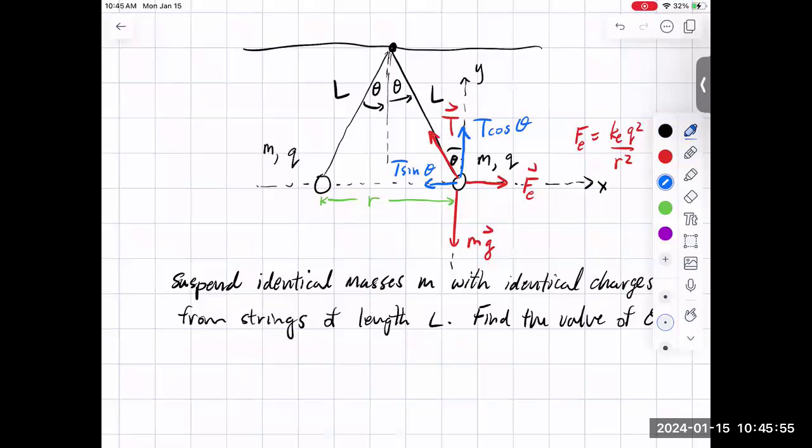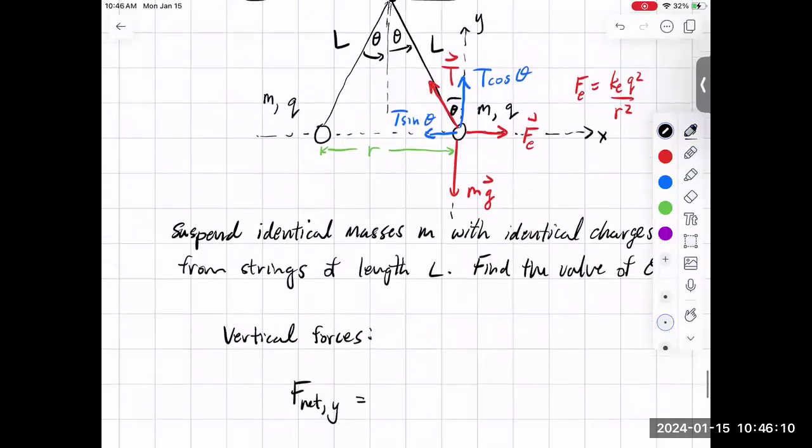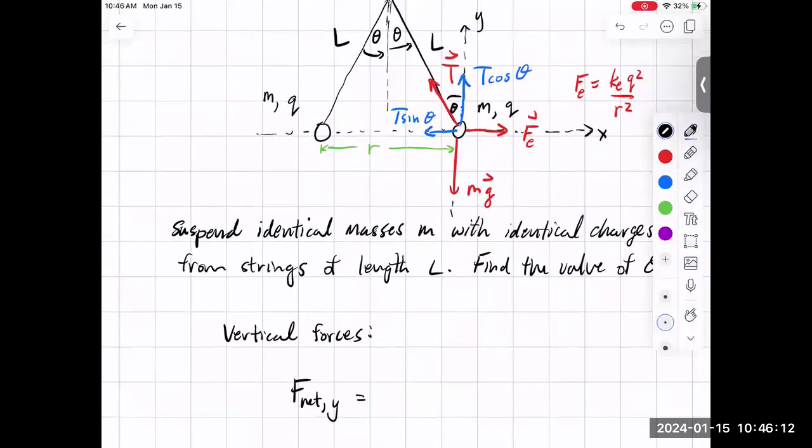So let's see, how are we doing on time? 5 minutes, okay. So let's do the vertical forces. So the net force in the y direction, we have T cos theta along the positive y direction. That's the vertical component of the tension. And then we have mg along the negative y direction, the gravitational force.